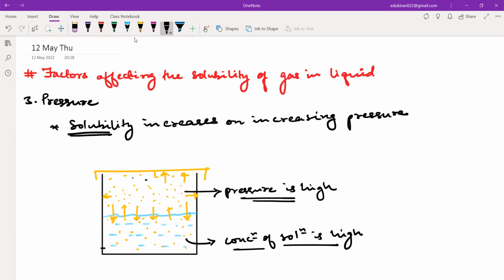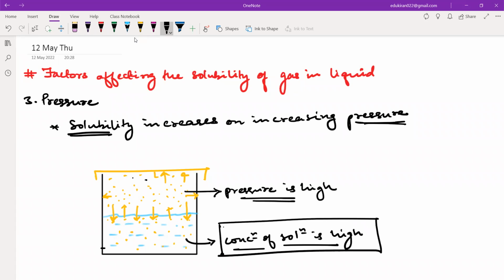Solubility means what? Amount of solute inside the solution. Yes or no? Yes, sir. Solubility, that means it is concentration only, right? Amount of solute, and now solubility increases on increasing the pressure. That means we can say that if the concentration of a solution is high, the pressure exerted by the gas in the vapor phase is also high.